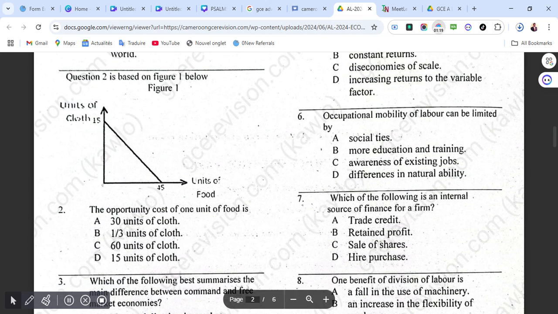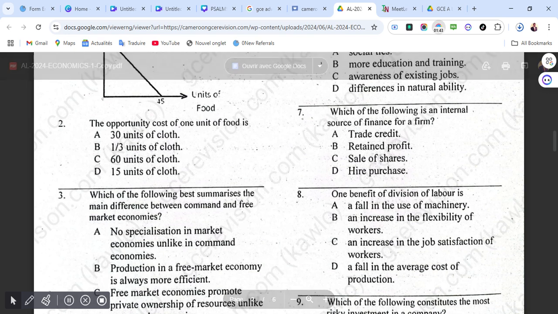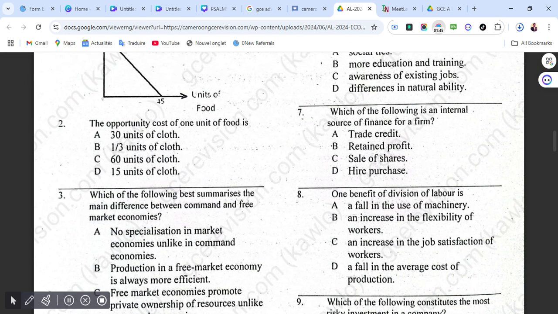Question number two. Based on the figure below, clothes 15 units, units of food 45. The opportunity cost of 1 unit of food is. The correct answer for this is D, 15 units of cloth. So the correct answer is D.